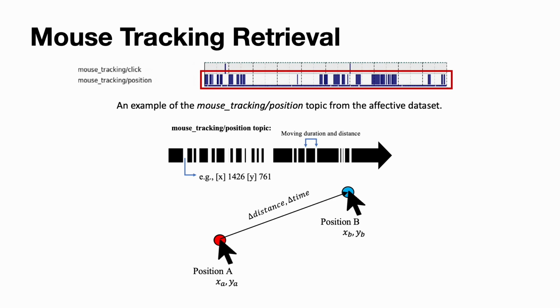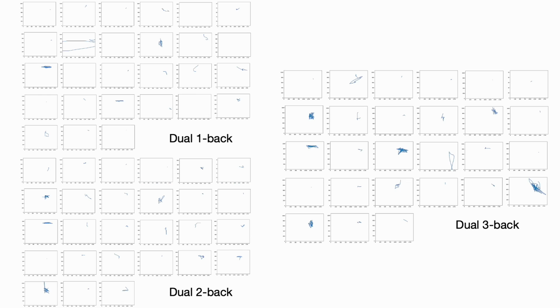When they moved the mouse pointer in the experiment, the mouse tracking position ROS topic saved each timestamp and the coordinate of the mouse. With two adjacent segments, we were able to get frequency, duration, and distance. The trajectories from 27 participants in the experiment are depicted in the images.